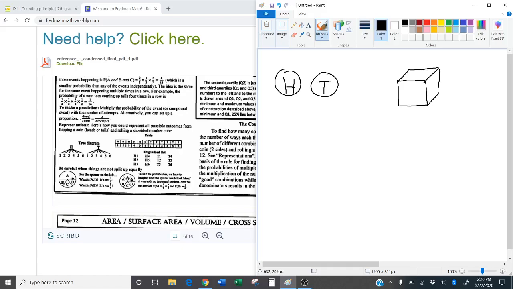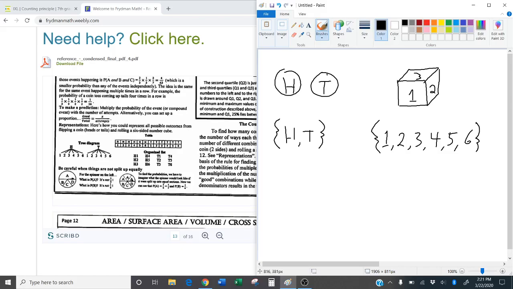A number cube just means a die, like, when you play Monopoly, you roll the dice. Die is singular for dice. So a number cube or a die has 6 faces, and they're numbered 1, 2, 3, 4, 5, 6, right? So here, the different outcomes for flipping a coin are heads or tails. And the different outcomes for rolling a number cube are 1, 2, 3, 4, 5, and 6.